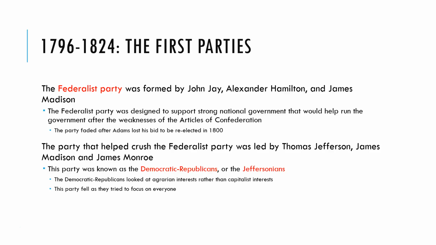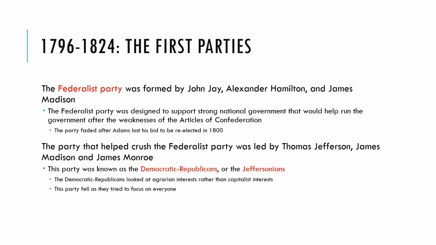The Federalist Party is formed by John Jay, Alexander Hamilton, and James Madison. It was designed to support a strong national government that would help run the country after the weaknesses of the Articles of Confederation. The party fades after Adams lost his bid for re-election in 1800. You still have some Federalist judges, you still have some Federalist congressmen and things like that, but they really never achieve any sort of real power again after Adams loses.